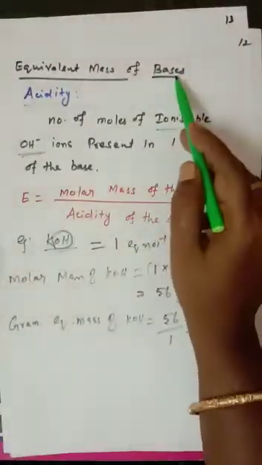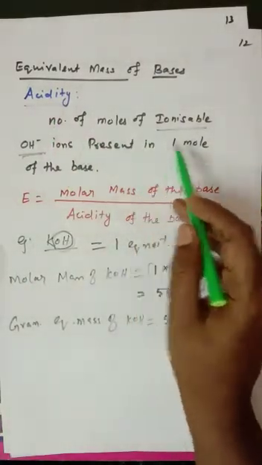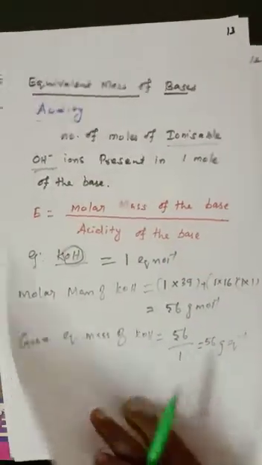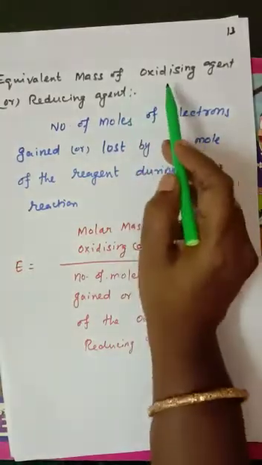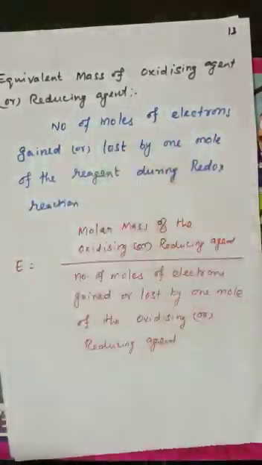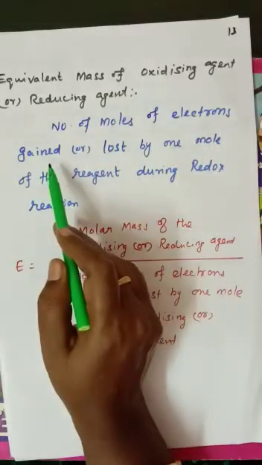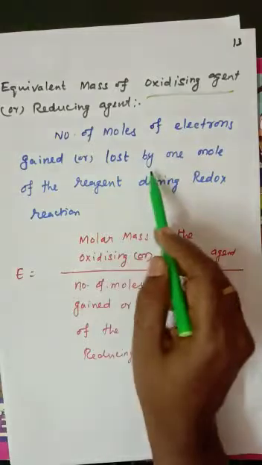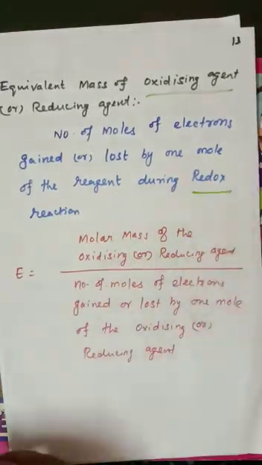Equivalent mass of bases, we want to calculate acidity, so the number of moles of ionizable OH minus ions. By using this, we are going to calculate one more thing: the equivalent mass of an oxidizing agent or reducing agent. Before that, the number of moles of electrons gained or lost by 1 mole of the reagent during a redox reaction.